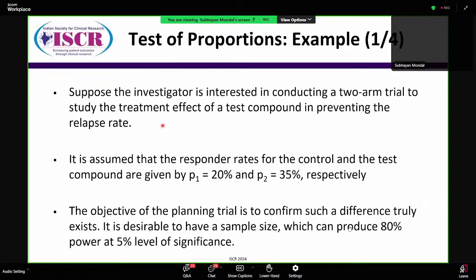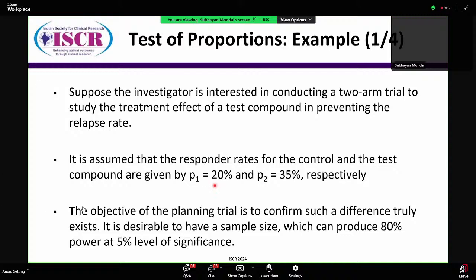But to explain the example, it is again a two-arm trial, treatment, one test compound and one control arm. So for the treatment arm, the P2 or the proportion of the event. So it is essentially, let's say the patients are starting sick, and what is the probability of each patient getting better? And that can only have two types of responses: whether the patient got better, that means one, or the patient didn't get better, which is zero. Now, by P2 equals 35%, we are assuming the test compound will have a probability of 35% of getting better for the patients who are getting this drug.